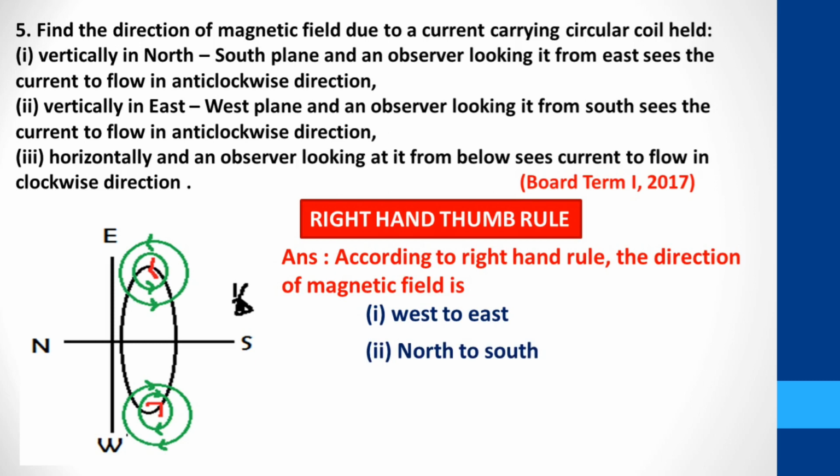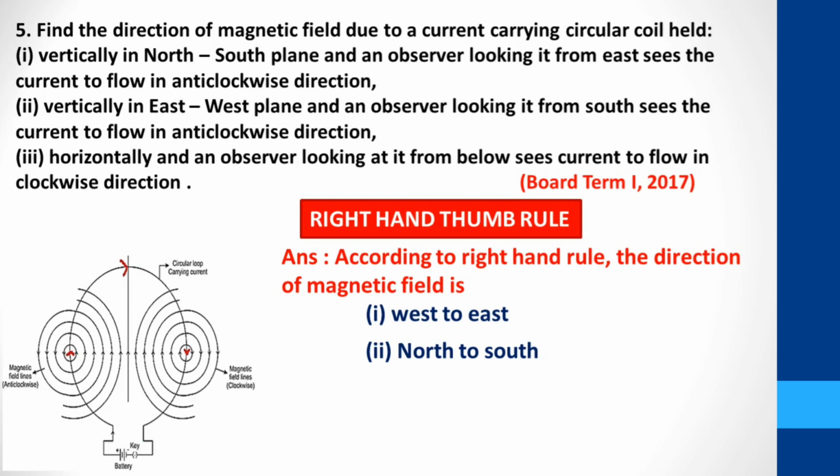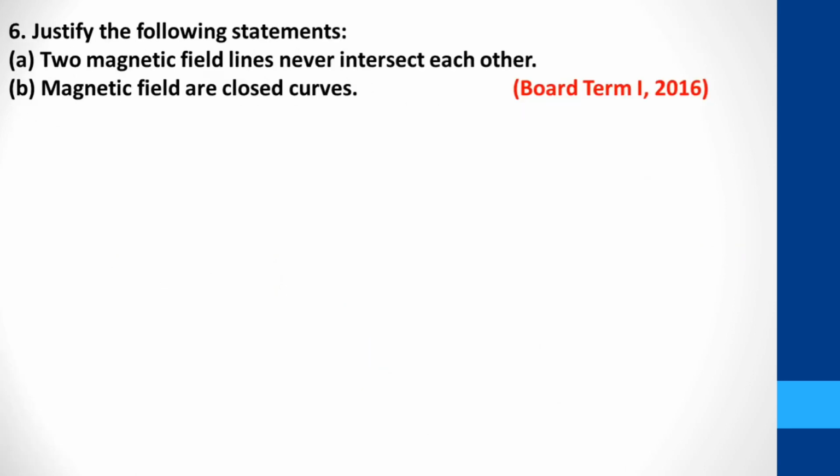Horizontally, and an observer looking at it from below sees current to flow in the clockwise direction. So now the coil is kept horizontally and the observer is looking from below, and the current is flowing in the clockwise direction. So apply the right hand thumb rule, and you can see that the direction of the magnetic field is upwards in both cases, or out of the paper. If it is kept on a paper, you can say that the magnetic field is coming out of the paper.